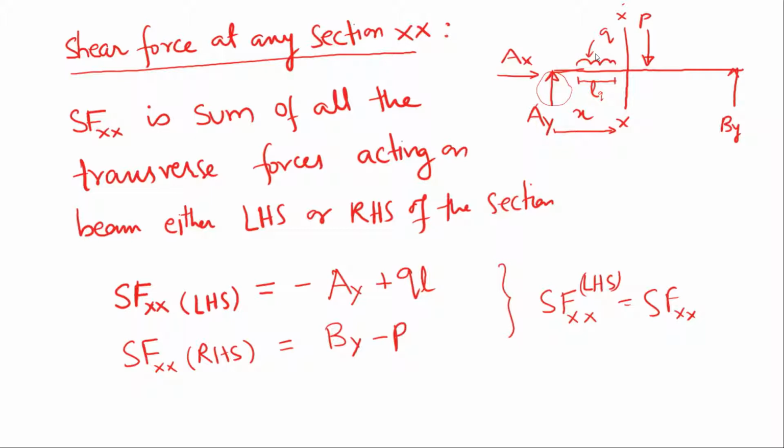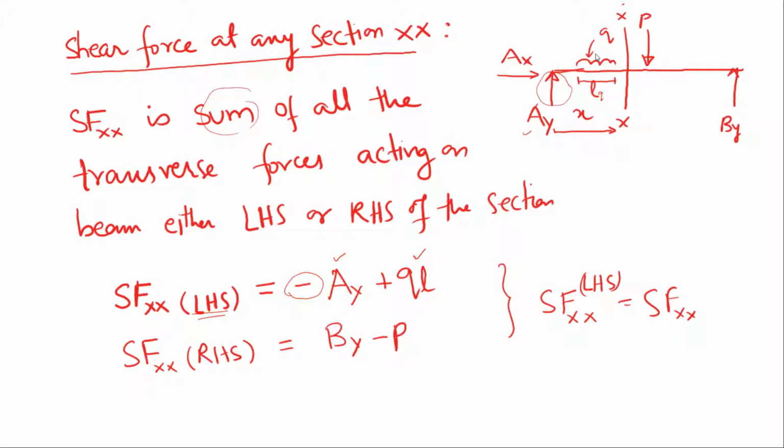So the transverse forces act on the beam. The shear force at any section is the sum of all the transverse forces. So S of XX equals AY, this force, and another transverse load is this QL. We are just adding the two transverse forces on either the left hand side or the right hand side of the section. Right now we are looking at the left hand side of the section, so we are seeing this load. Now why are we getting this sign negative here?